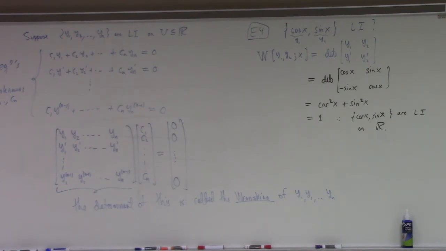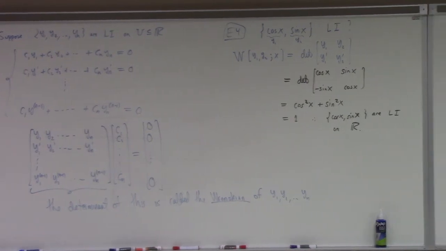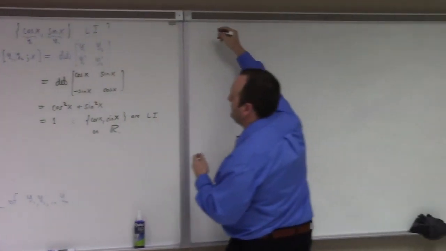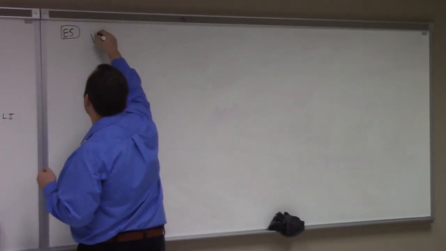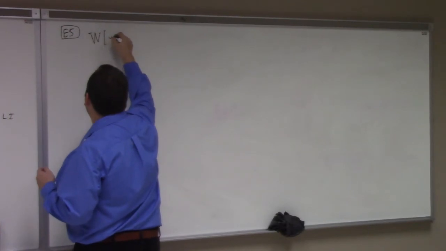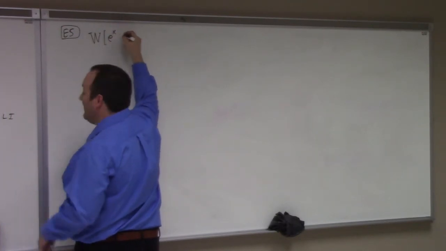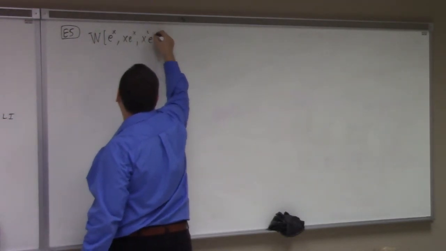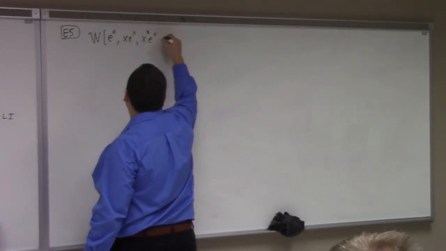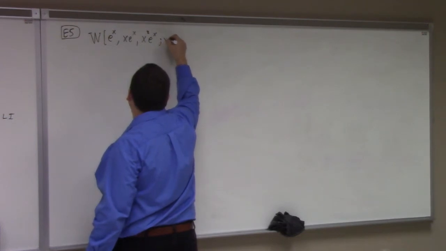Again, if you've never seen determinants and would like me to tell you more about them, I'm happy to tell you in office hours or whatever. But otherwise, you should take linear algebra. You'll learn more there. There are lots of things known. But let's calculate the Wronskian of, let's say, we'll keep it easy, e to the x, x e to the x, x squared e to the x, at x.